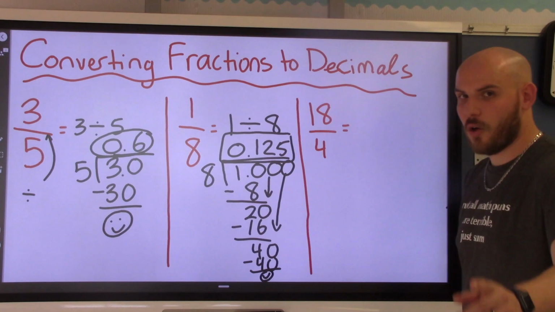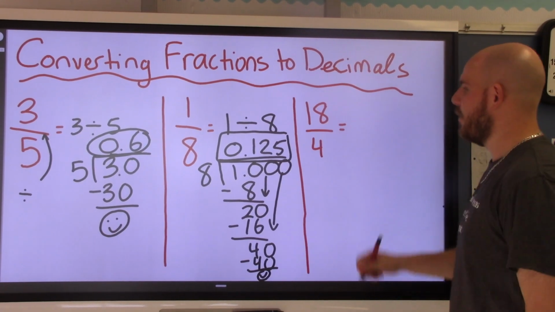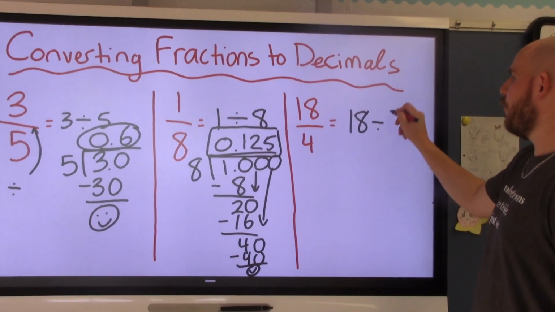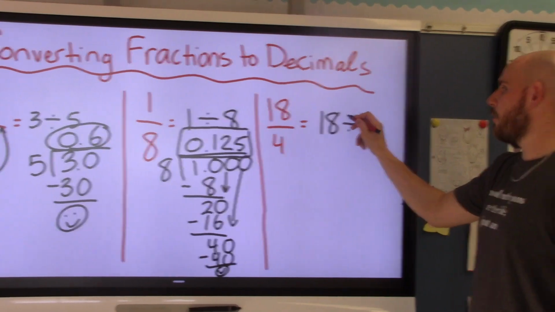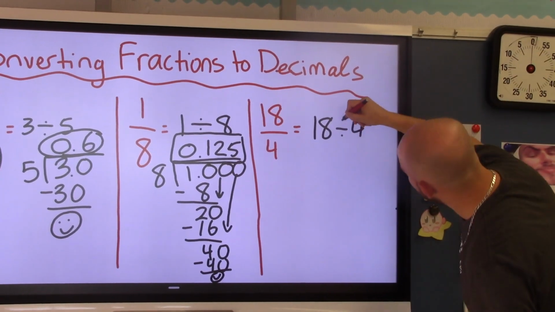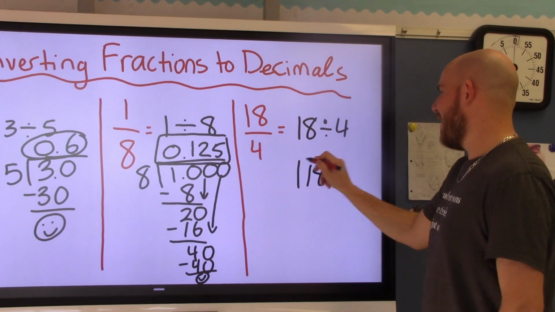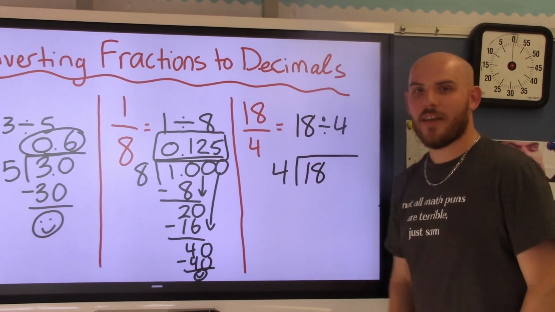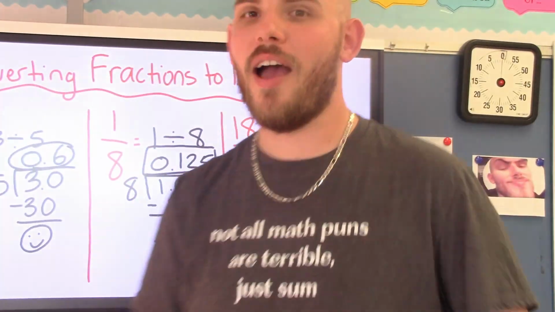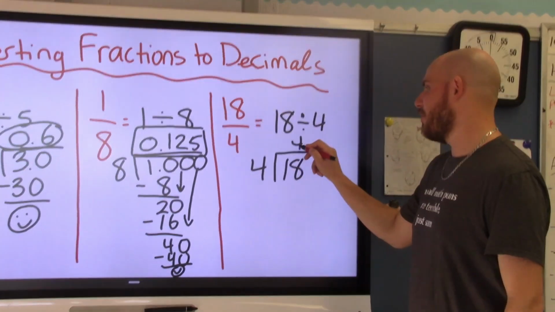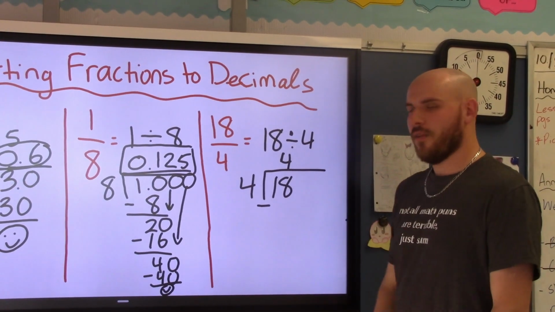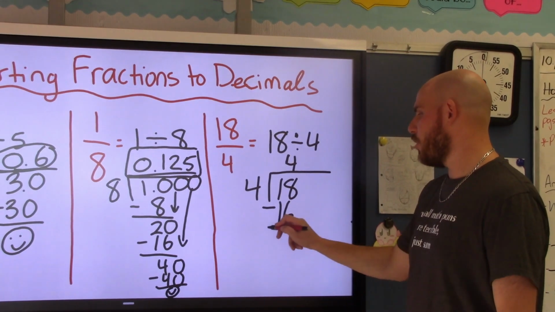Last one, you still with me? Good. So 18 divided by 4. This time the bigger number will be inside. So 18 on the inside, 4 on the outside. How many times does 4 go into 18? That's right, 4 times. So we put a 4 on top, and 4 times 4 is 16, so we minus.